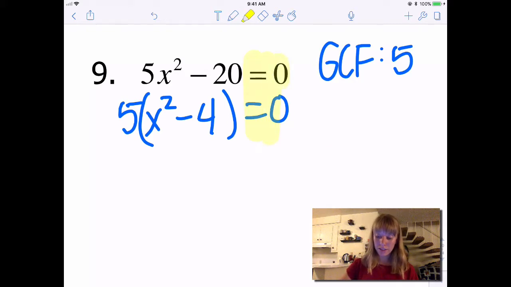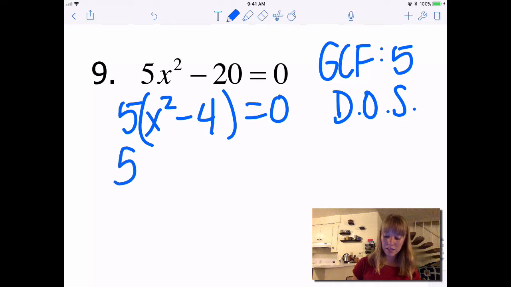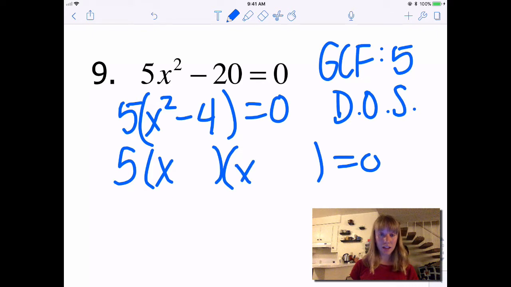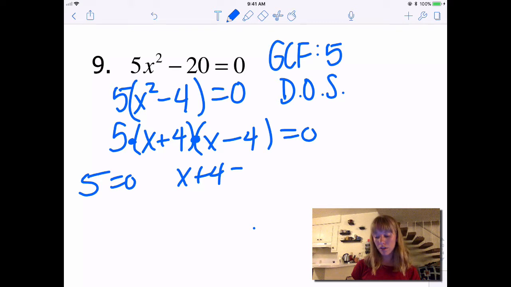That equals 0 is, again, super important. Make sure you carry that equals 0 down. And then I can continue factoring. This is also a difference of squares. So the 5 stays, and my 2 parentheses will be an x and an x. To multiply to a 4, I'll need a positive 4 and a negative 4. Set each one equal to 0 because my multiplication signs are in those two places. Either 5 equals 0, x plus 4 equals 0, or x minus 4 is equal to 0.